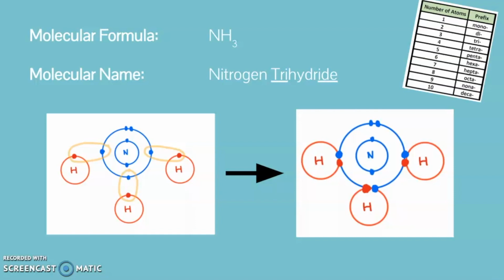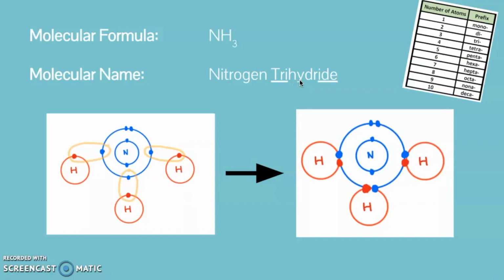Let's dissect it. Nitrogen we put first. Nitrogen is the main atom here. So nitrogen comes first. The main atom always comes first. Now, you may be wondering, why is there no mono in front of nitrogen? After all, the prefix mono means 1 atom. Yeah, sometimes we drop the mono when it comes with the first atom. So instead of saying mononitrogen, we drop that mono. It's kind of invisible, it's implied, and we just say nitrogen.